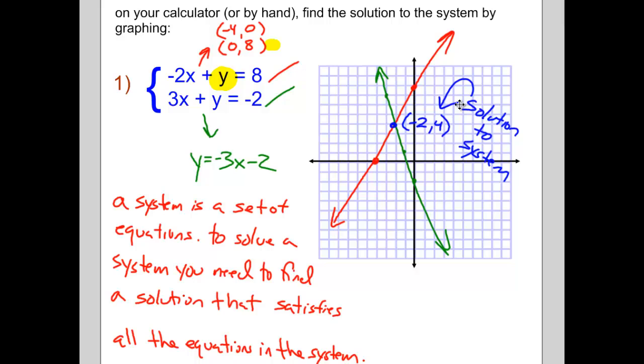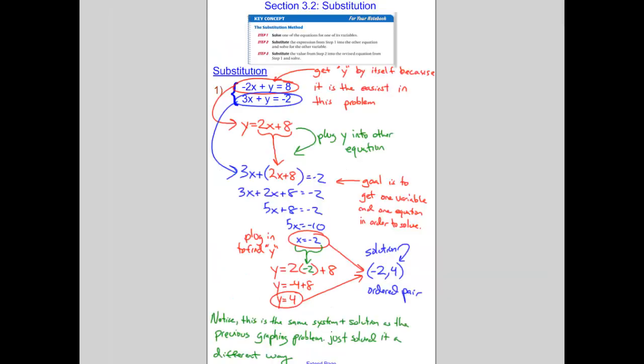Not everything's always nice and simple where you have a nice clean point. So we'll show how to use a calculator in class to get points that aren't exactly nice clean integers. Okay, let's take a look at the next thing.